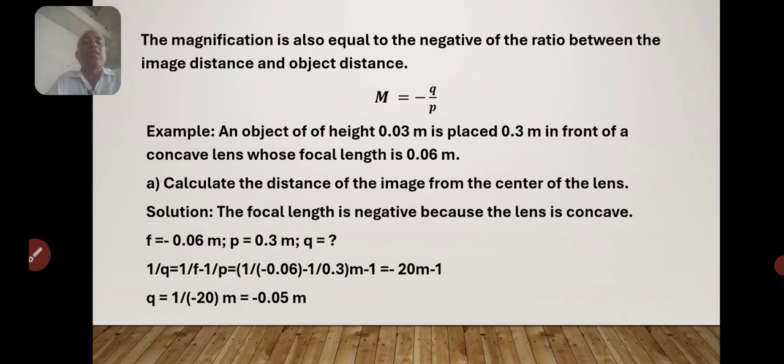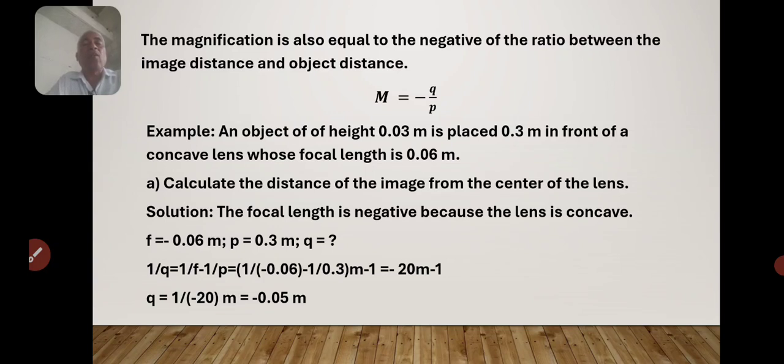The magnification is also equal to the negative of the ratio between the image distance and object distance. Therefore, M is given by -Q/P, where Q is the distance of the image and P is the distance of the object. Now, using these formulas, we will solve one example.